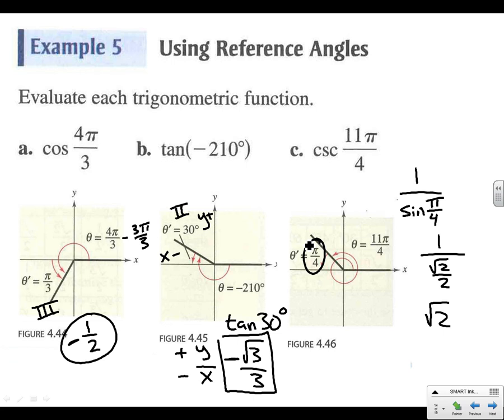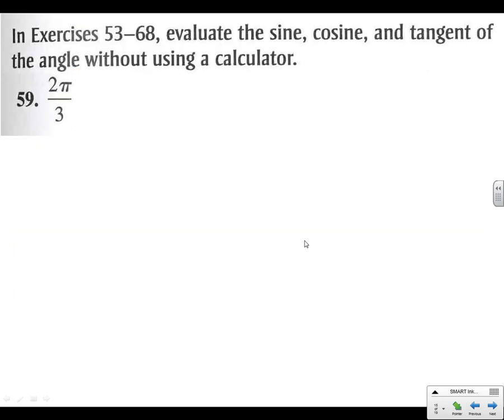Let's think about our signs. The sign, S-I-G-N, of sine. In quadrant 2, y is going to be a positive up here. So this is going to be a positive root 2, and we're done. See if you can use the same thinking. For 59, tell me the sine, cosine, and tangent of 2 pi over 3, thinking about it using the reference angles of 2 pi over 3.